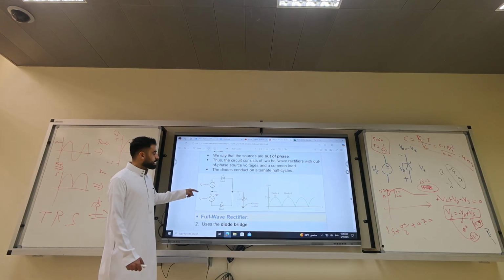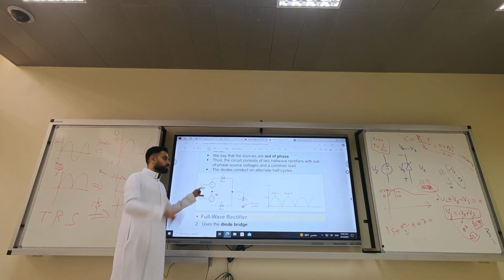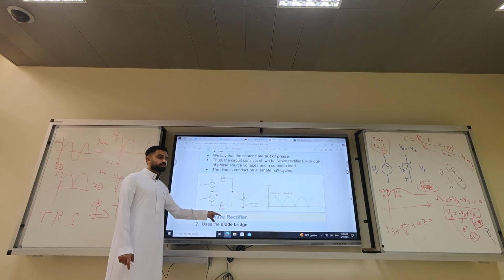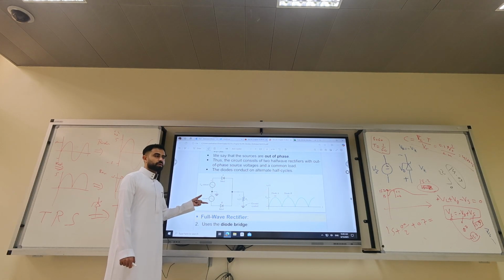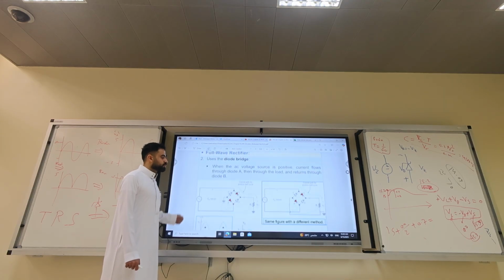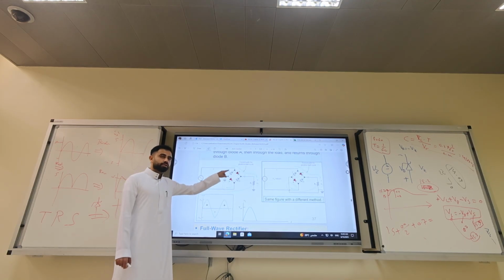Then we talked about the full-wave rectifier. There are 2 solutions: one uses 2 sources and 2 diodes, but this is not good because we cannot have 2 sources, it's too much. So it's better to use 1 source and 4 diodes.